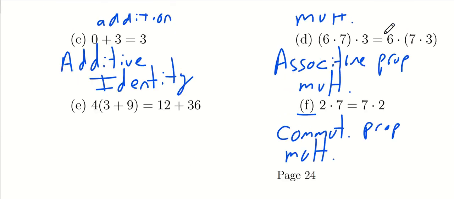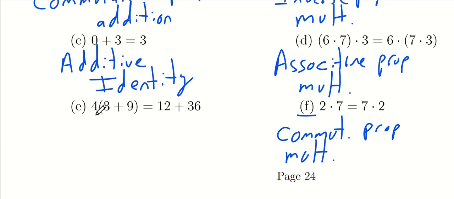The last one we have to cover is E. We have 4 times 3 plus 9. They're claiming that this is equal to 12 plus 36. Well, where is that coming from? Notice that they're taking each number in the parentheses and multiplying it by 4. 4 times 3 gives us 12. 4 times 9 gives us 36. So they're distributing the 4 in, so E would be the distributive property.